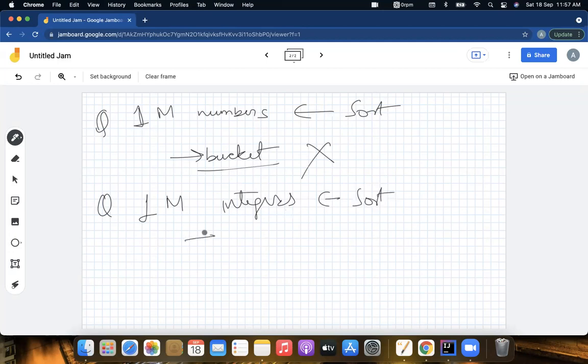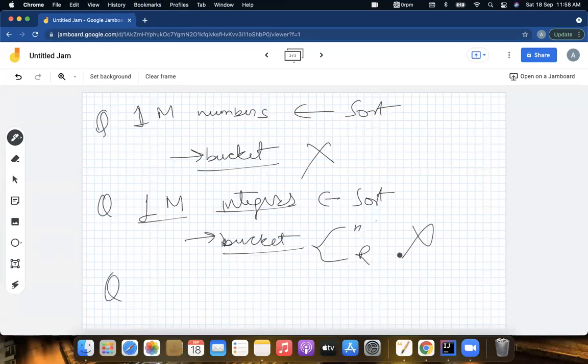How many people say yes? Can we use bucket sort? Yes. Okay. What are the two criteria that you need to use bucket sort? Can anybody tell? You need to know how many numbers there are, and you need to know the range. Do we know the range for 1 million integers? No. So the answer is no.